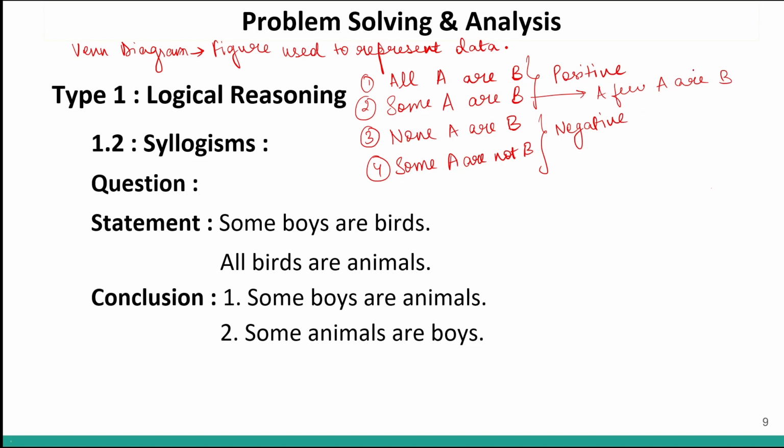Something like this. So words can change. Okay, so if you see something like this written in the exam, that a few A or B, it means the same as some A or B. Now, let us look at this question.